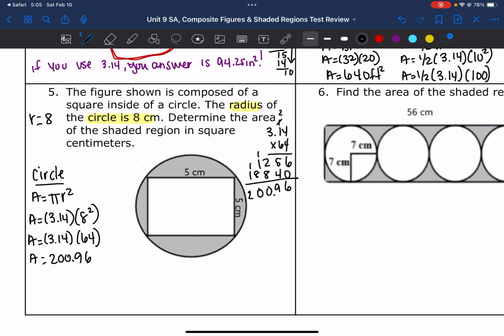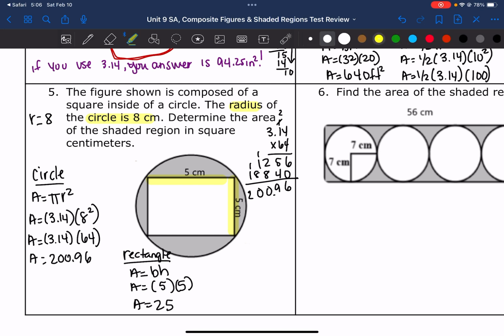Okay, so the rectangle, the formula is area is equal to base times height. Base is 5 if I'm looking at this, and the height is 5. All right, so 5 times 5 is 25. I said rectangle because it looks like a rectangle, but it's a square. You have all these sides looking the same, okay? So 5 here, it's a square.